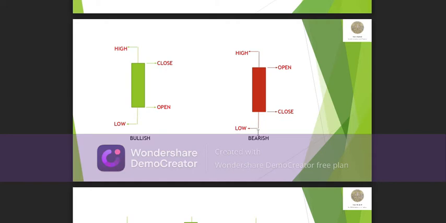On the other side, this is called a bearish candlestick. I purposefully colored it red, because the opening price of the stock is at a higher price while the closing price is at a lower price. It means the price of the stock has fallen from this place to this place.